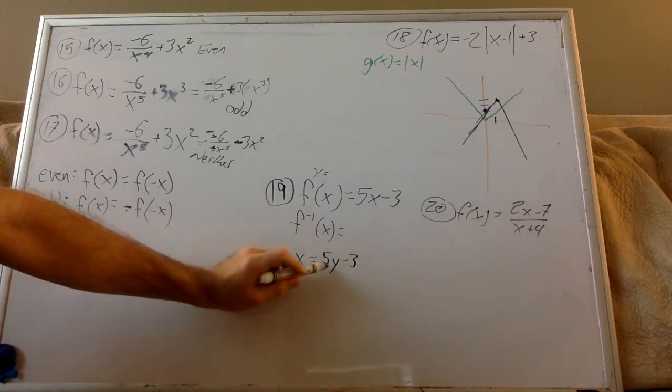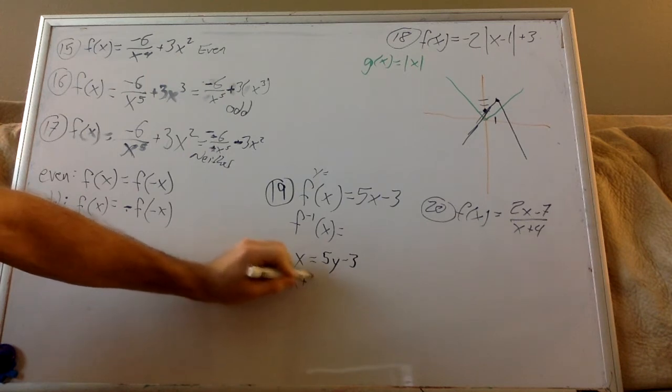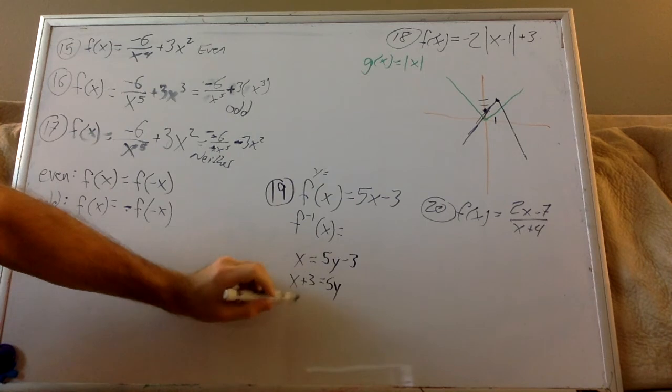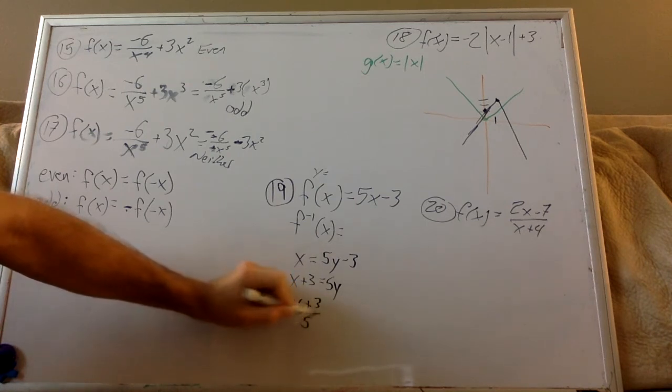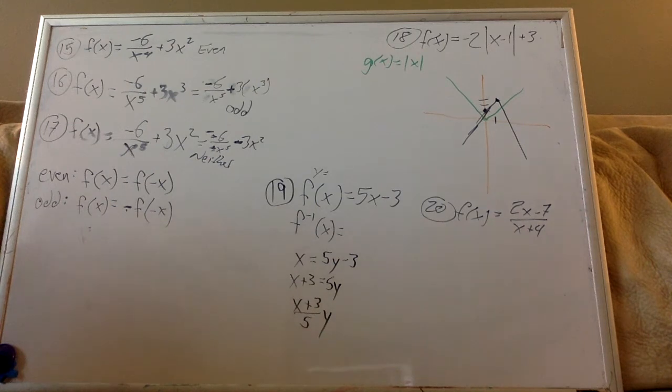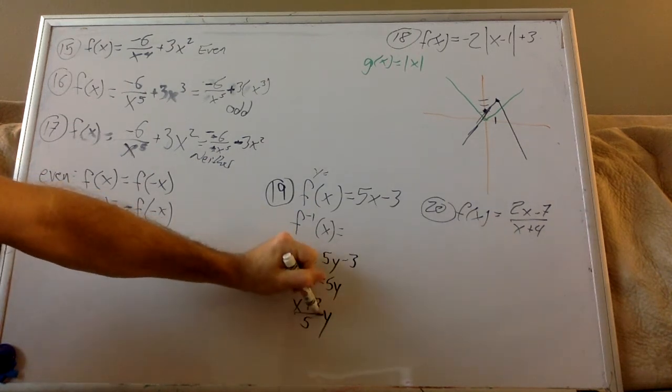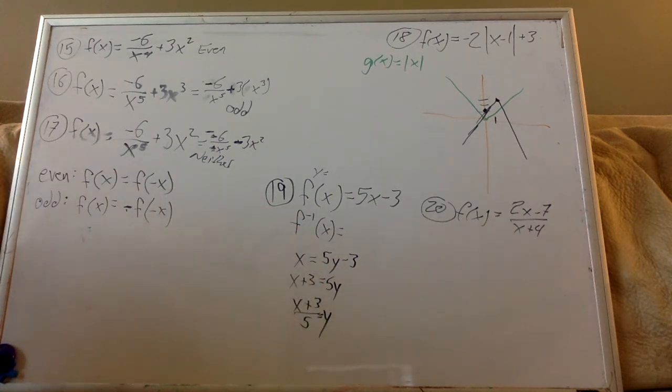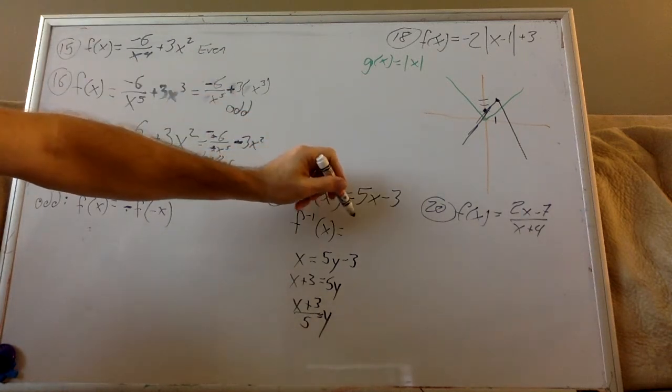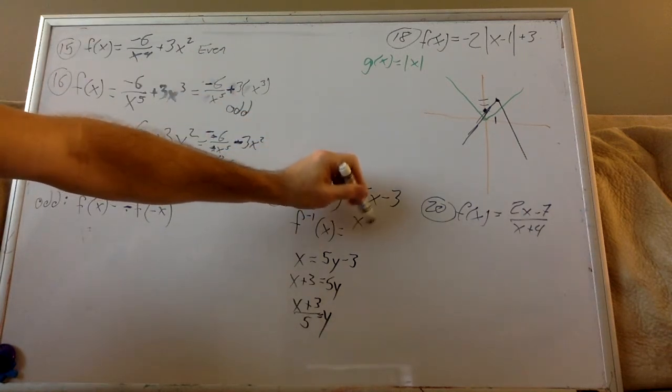Okay. So as I do that, I'll add 3 to both sides, and then I'm going to divide by 5. Oops, and there's an equal sign there. So I get y equals x plus 3 all divided by 5. Okay. So that is my inverse.